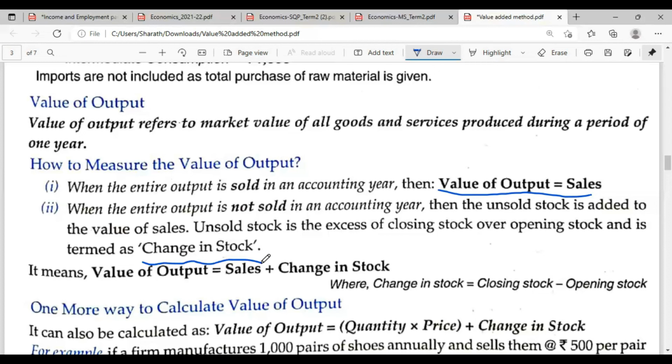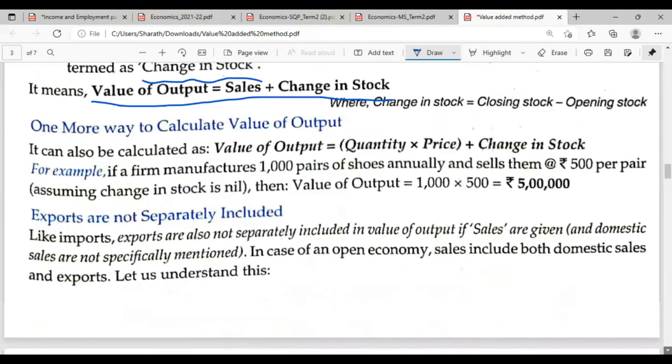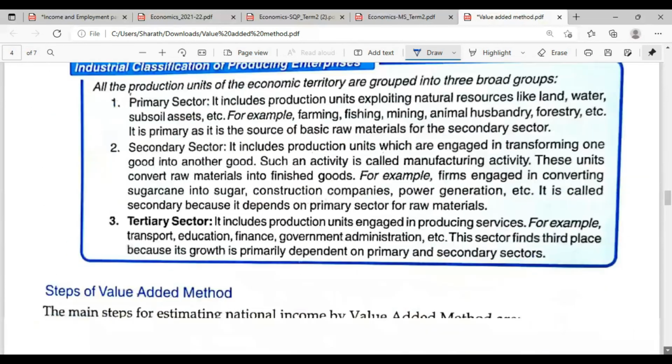In any circumstance where some goods have been left out, to know the exact value of the goods left in the warehouse, you have to apply this formula, closing stock minus opening stock, and you get the change in stock. Then you have to add change in stock along with sales to get value of output. These are the two different scenarios for figuring out value of output: the first, when everything has been sold out, and the other, when some goods have been left out in the warehouse. This is how we measure the value of output.